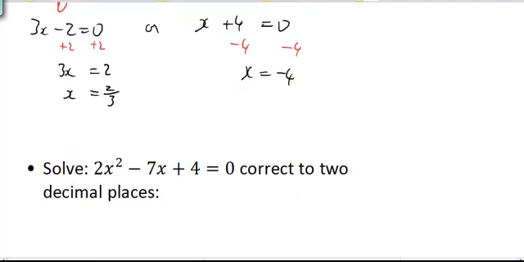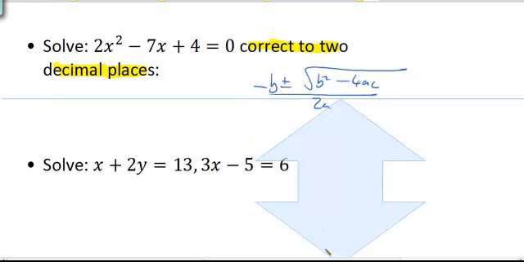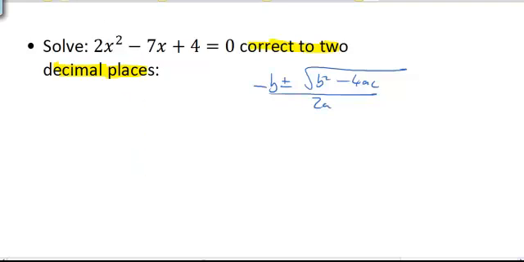Next problem here. What we've got is solve this, correct to 2 decimal places. Now, when you see correct to 2 decimal places, that means that it's not going to work out evenly. It's not going to work out the nice brackets way. What that means is that you have to solve it using minus b plus or minus the square root of b squared minus 4ac, all over 2a. It's going to take a few seconds because this expression takes a little bit longer.